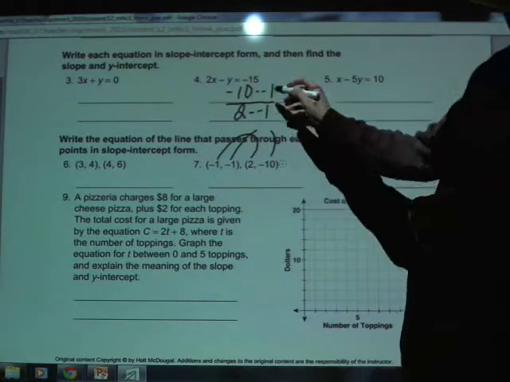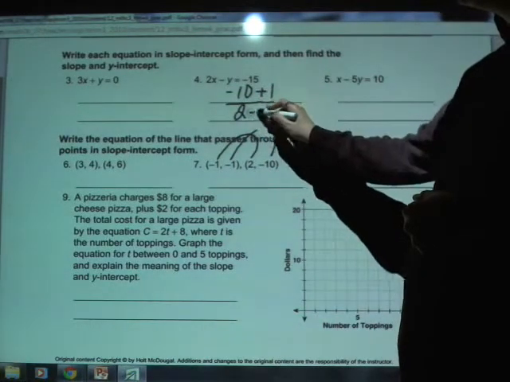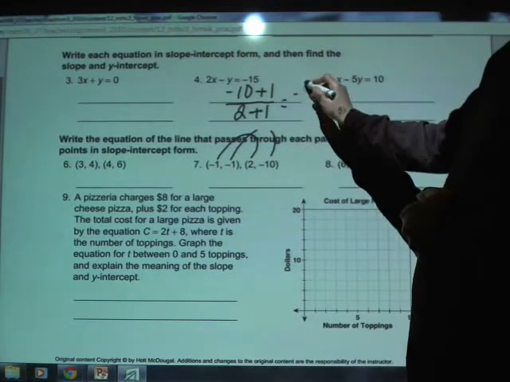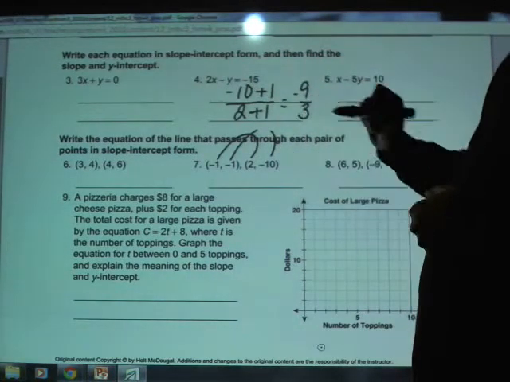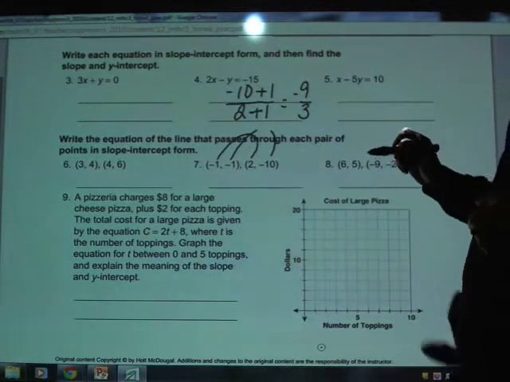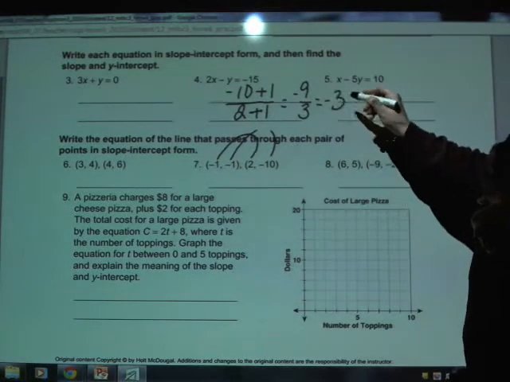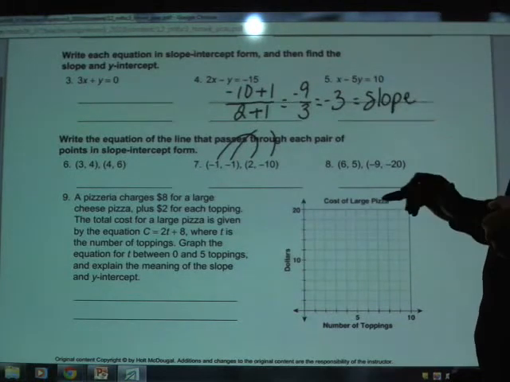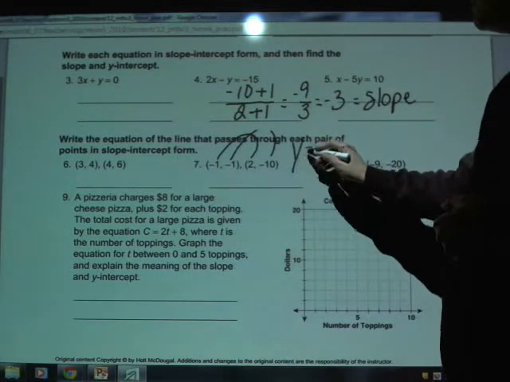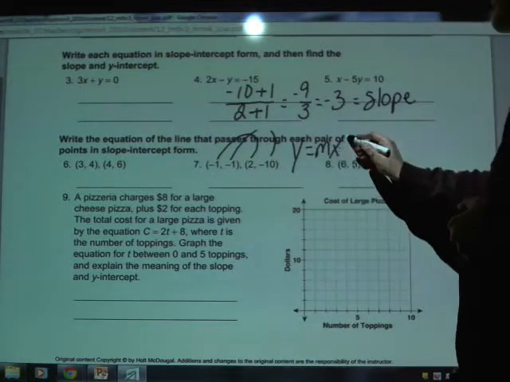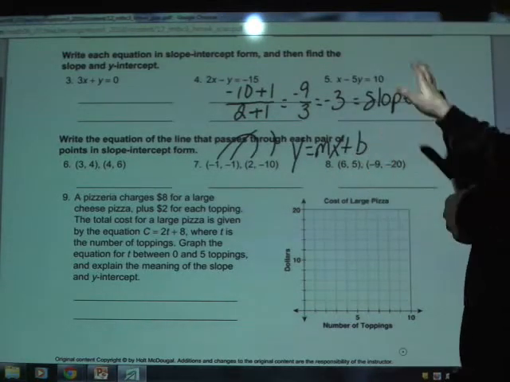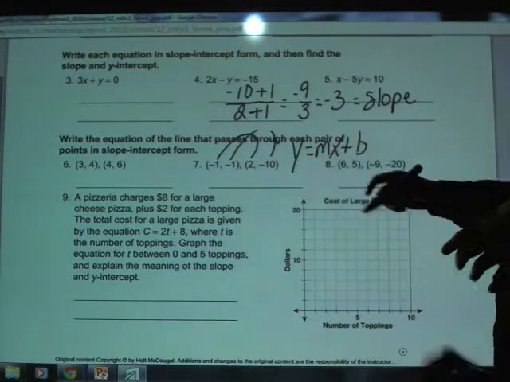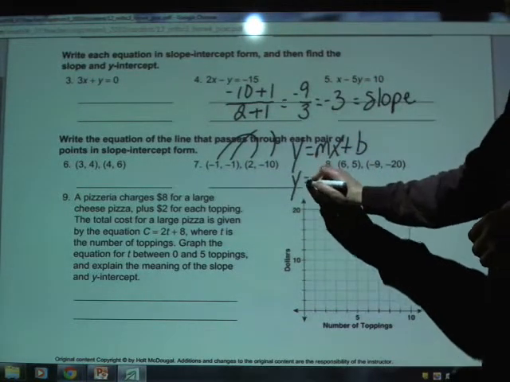Remember, minus and negative is going to change into plus. So I'm going to fix both of these. So I've got negative 10 plus 1, that's negative 9. And 2 plus 1 is 3. Negative 9 over 3 changes into negative 3. And remember, that's how you found the slope. Well, that's helpful because if I'm doing slope-intercept form, y equals mx plus b form, same form we just used here in this last 3, I now know m. So m is going to change into negative 3.